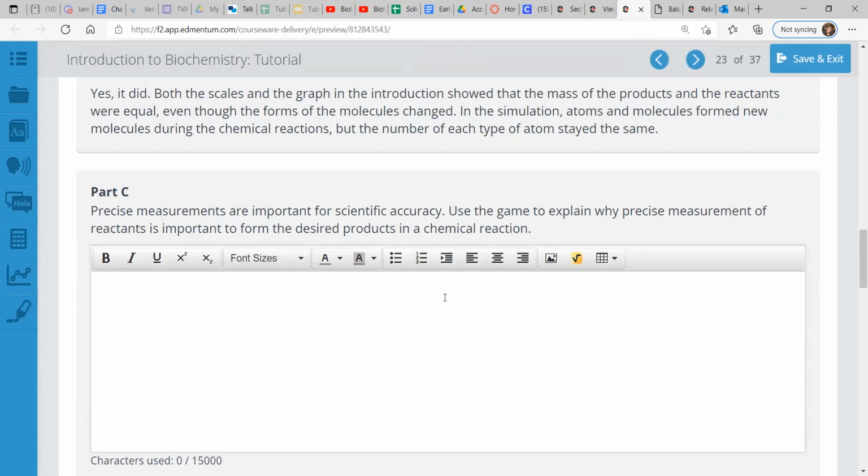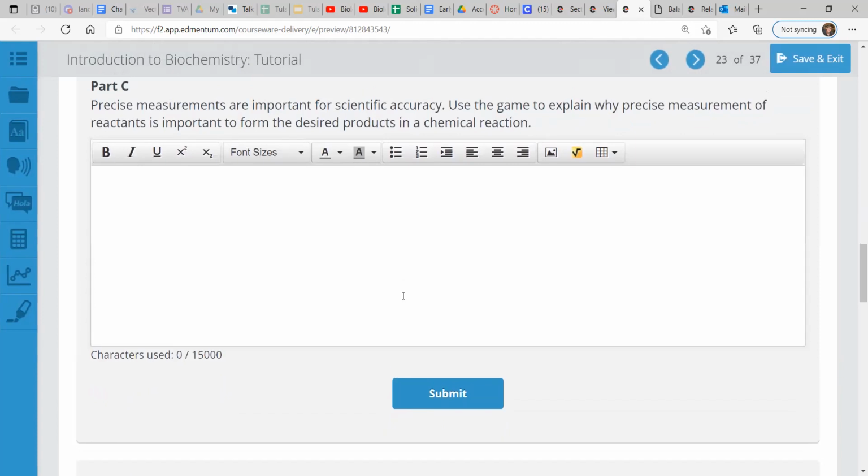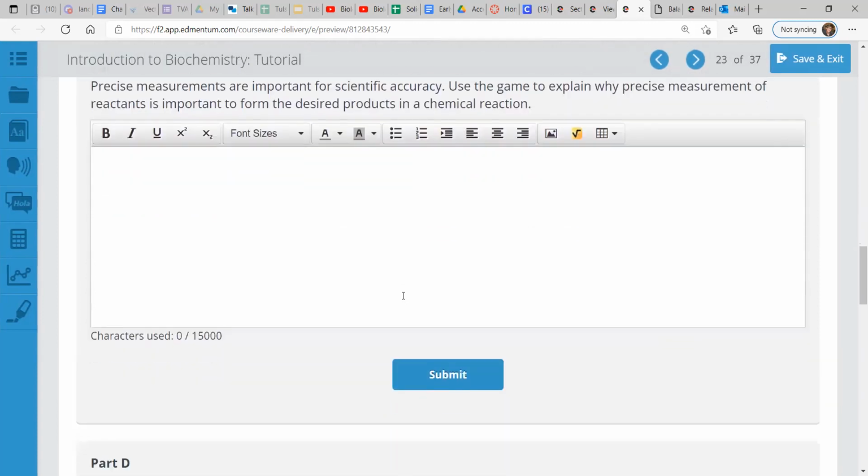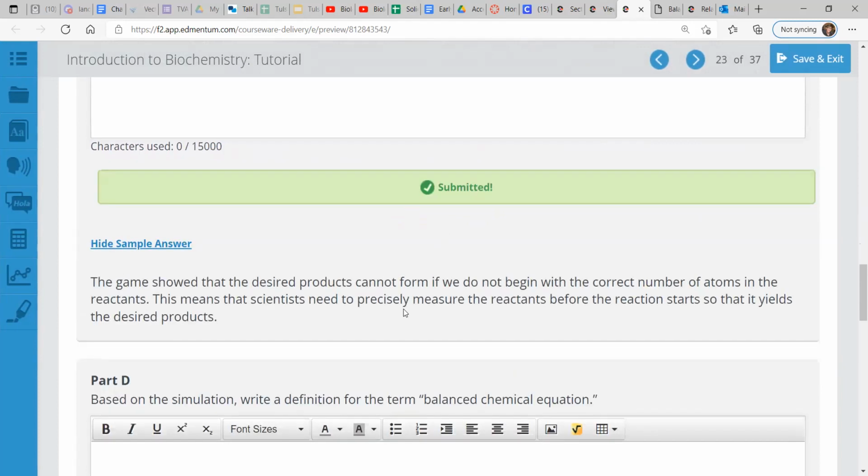Precise measurements are important for scientific accuracy. Use the game to explain why precise measurement of reactants is important to form the desired products in a chemical reaction. Well, the game showed that the desired products cannot form if we do not begin with the correct number of atoms in the reactants. This means that scientists need to precisely measure the reactant before the reaction starts so that it yields the desired products.